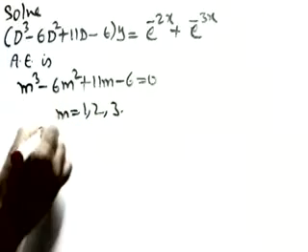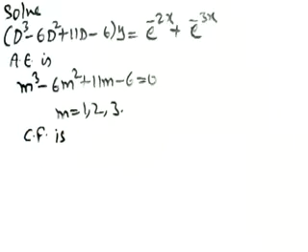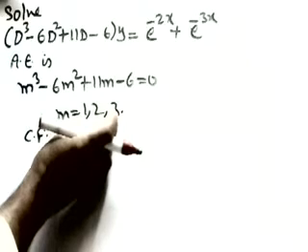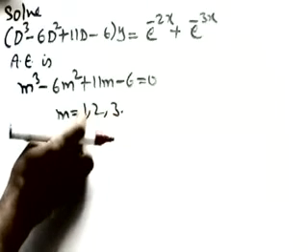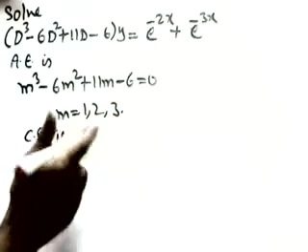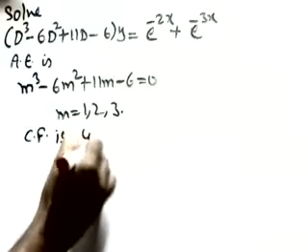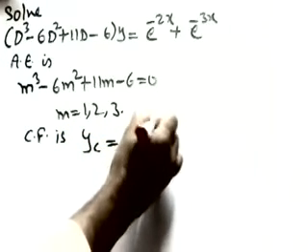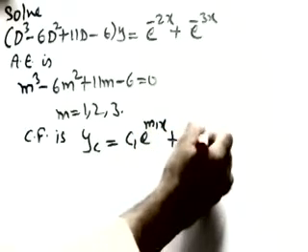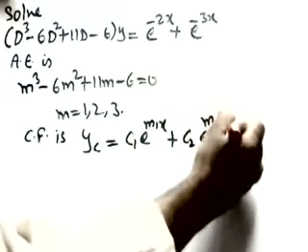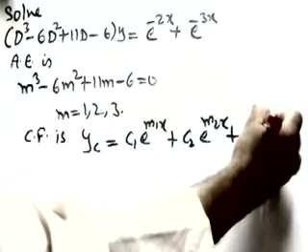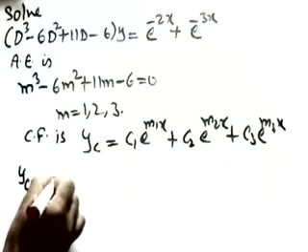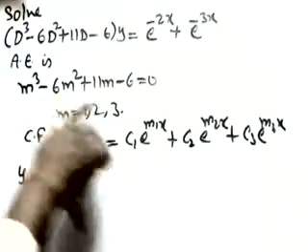The three are different, therefore the complementary function formula is as follows. Those who have not seen part 1, I request you to first see part 1. There I explained how to find the complementary function. Since the m values are different, we are using the case 1 formula for the complementary function. Case 1 formula is c1 e power m1x plus c2 e power m2x plus c3 e power m3x. So we get the complementary function.